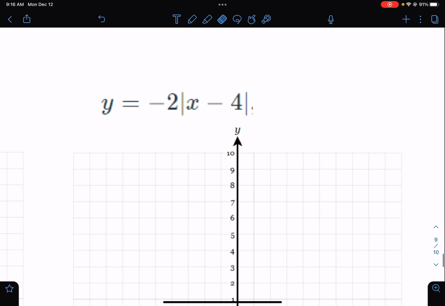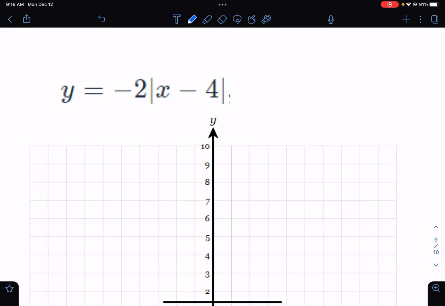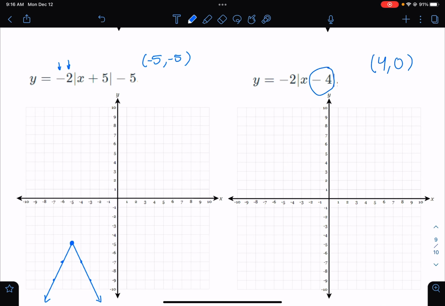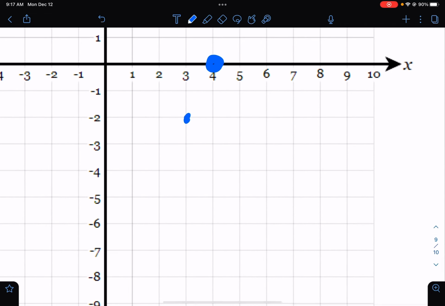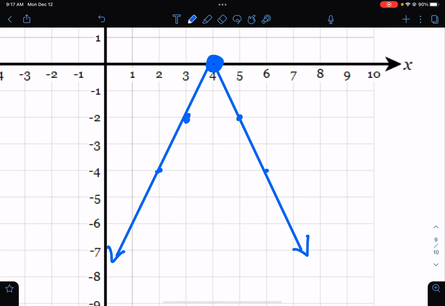Next, our starting point here, we're going to have 4, comma, and then there's nothing on the outside, so that's 0. So our starting point is going to be at (4, 0). Then again, we have a reflection and a slope of 2. So it's going to go down, and it's going to look like this. Awesome.